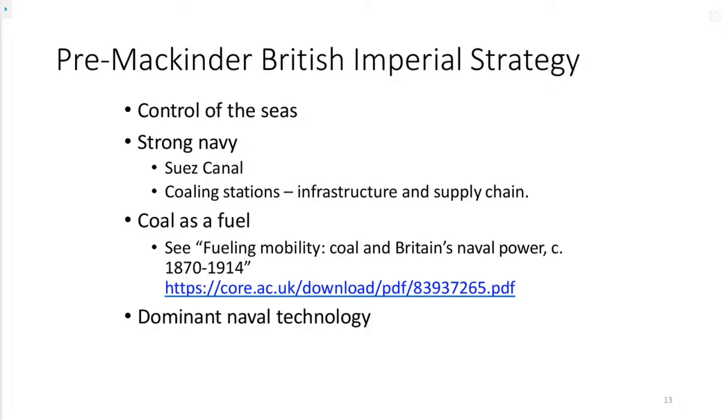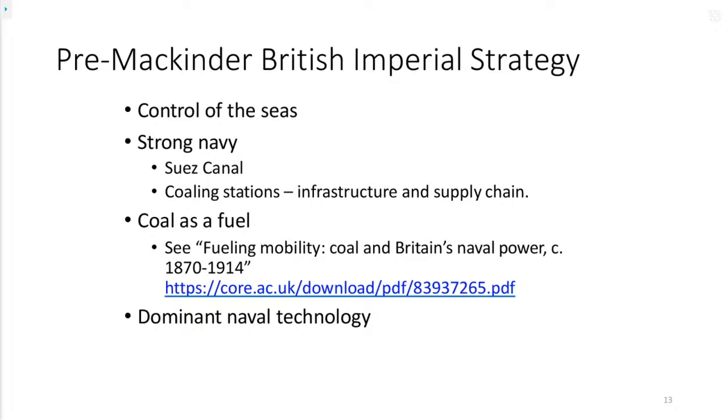Before Mackinder came on the scene and moved the focus to the Eurasian landmass, British imperial strategy, sorry, I'm practicing national security without a license here, was based on control of the seas, a strong navy. The Suez Canal became critically important in providing the link between the homeland in the UK and the empire, particularly India. And it was supported by a whole series of coaling stations, infrastructure and supply chain that allowed the Royal Navy to move quickly to deal with threats within the empire. And coal was the fuel of focus. That kind of drove how the British Empire constructed its presence.